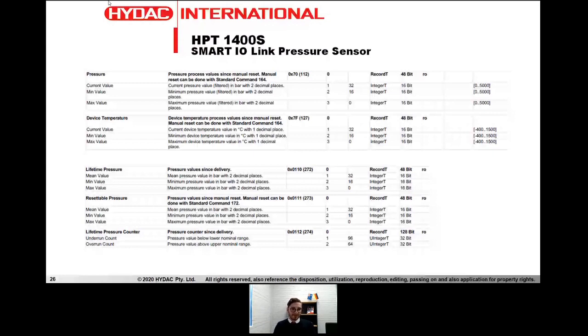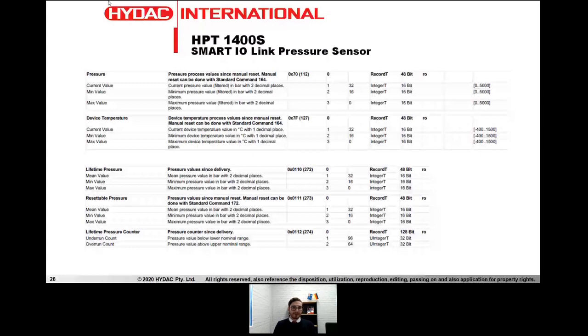But you can also reset this value, min and max. But the more interesting thing is you can see lifetime pressure. These are values that cannot be reset and never get reset, and these are non-volatile. So all these are non-volatile, and they won't be reset, apart from the top ones where it says can be manually reset by a command. But these lifetime pressures don't get reset.